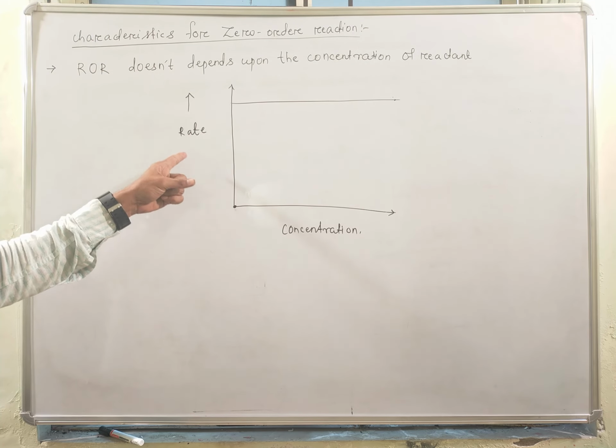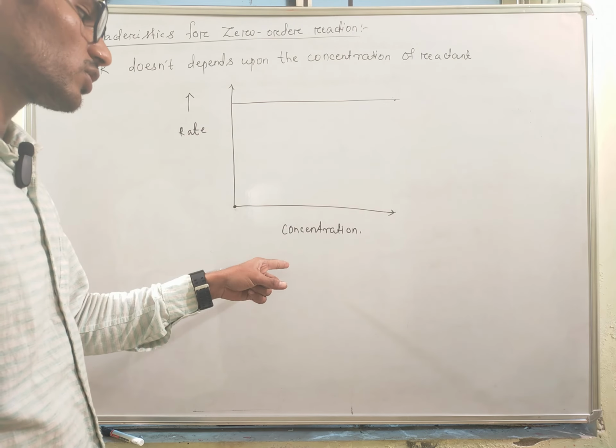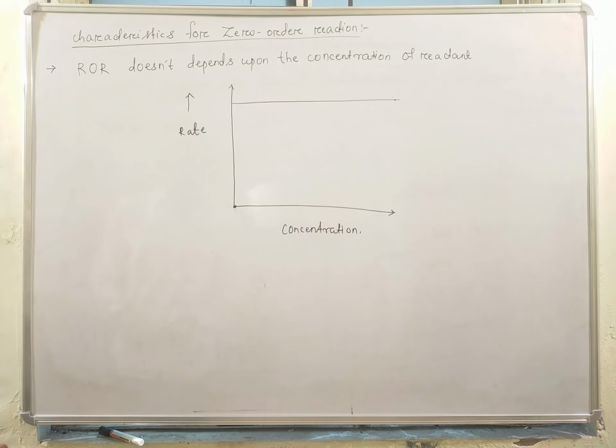So the nature of the rate versus concentration graph is parallel to the concentration axis. This is the nature.